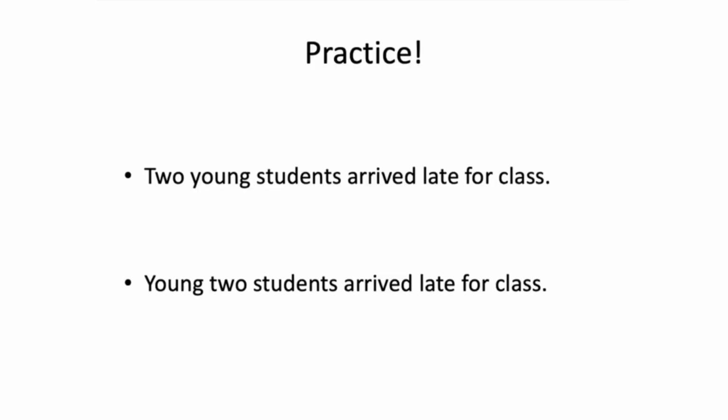All right, it's time to practice. Can you guess which sentence is correct? 2 young students arrived late for class. Young 2 students arrived late for class. The first sentence is correct. The number of students has to come before the age.